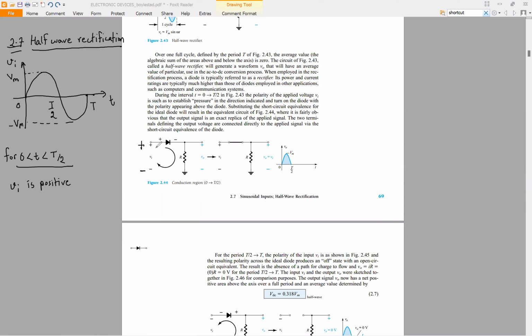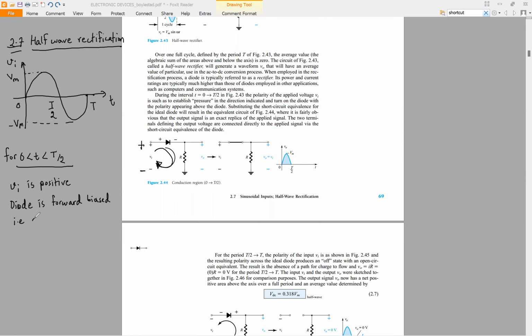So the current will try to flow in this direction, in the clockwise direction. When the current is flowing in the clockwise direction, the diode will be forward biased, because current is flowing in the positive direction through the diode. So when Vi is positive, the diode is forward biased. And we are assuming an ideal diode.